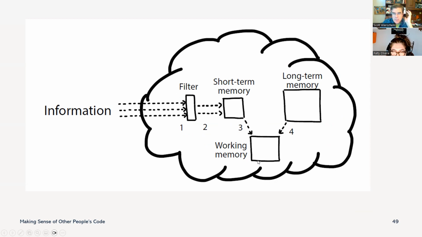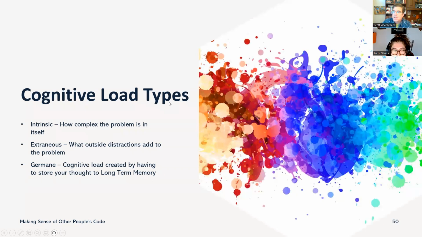And the working memory processes about 2 to 6 things at a time. More than that, and we get cognitive overload. We can hold 2 to 6 things at a time for about 30 seconds in our short-term memory and the working memory. So you see how this is really our limit. Yes. So basically, there are 3 different types of cognitive load.